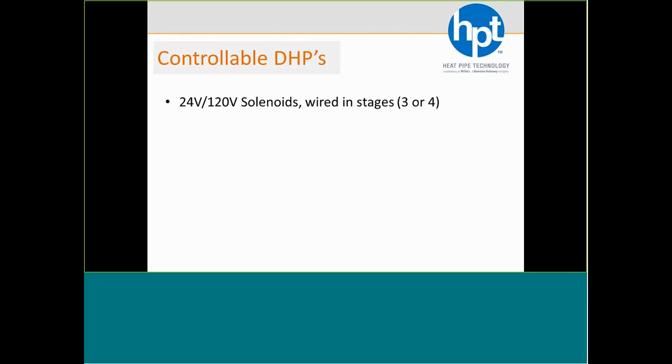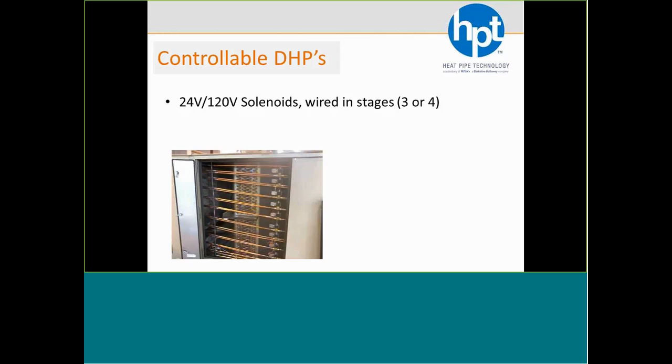These solenoid valves can be either 24 volt or 120 volt, and that voltage is really based on the number or quantity of valves. 24 valves or fewer are going to stay at 24 volts. When we go up past 24 valves, we're going to go to 120 because the wiring just gets too big. But that's the difference between the 24 volt and the 120 volt. And when we stage them together in 3 or 4 stages, of course, the more stages you have, the better control you're going to get. So here's a picture of a wraparound heat pipe with some solenoid valves in them.